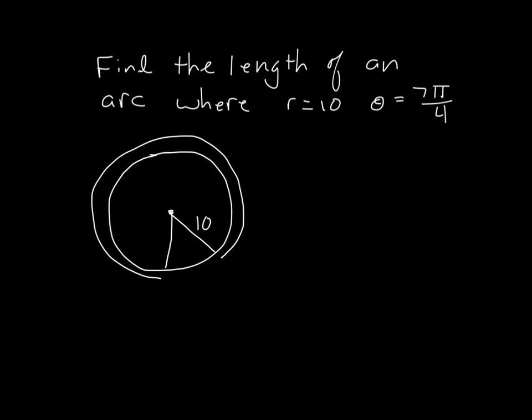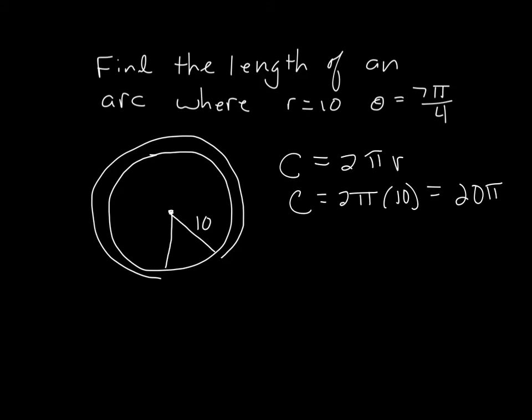We're going to start by finding the length around the whole circle, which is called circumference. Circumference formula is 2 pi r. I don't like that pi. So that circumference here is 2 pi times 10, which is 20 pi.